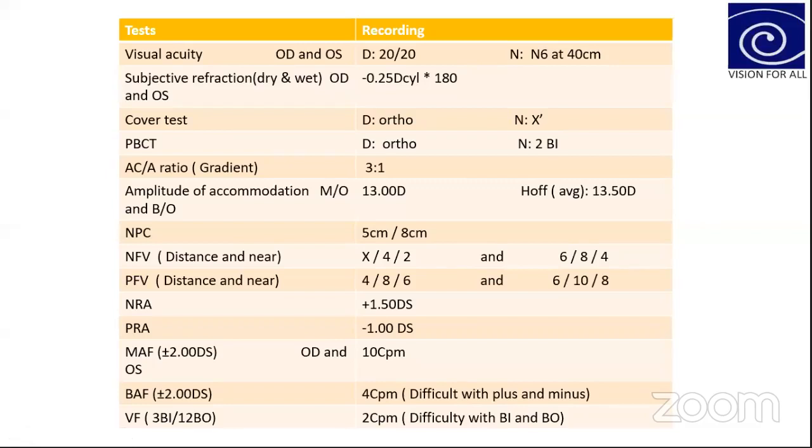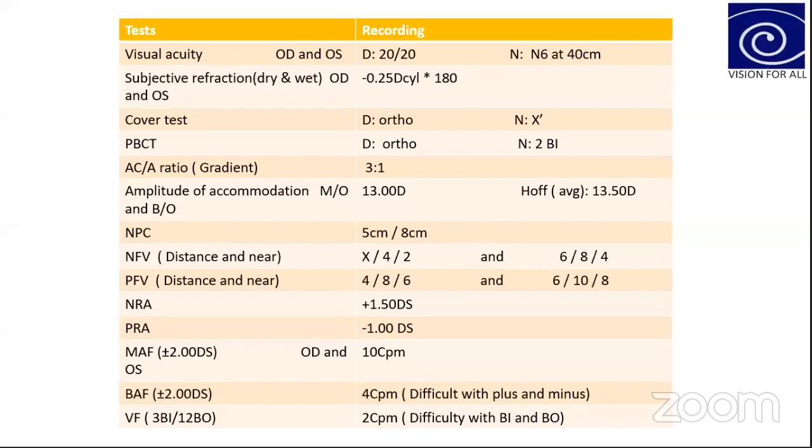Everything has the early break, and the values are showing poor convergence and divergence as well. It shows poor convergence as well as poor divergence. If you see the negative relative accommodation, it has a plus 1.5 diopter spherical, and the positive relative accommodation has minus 1 diopter spherical.